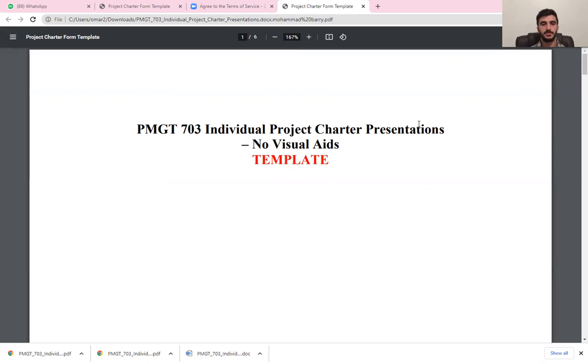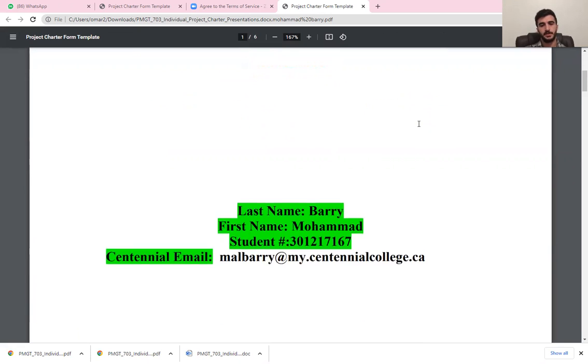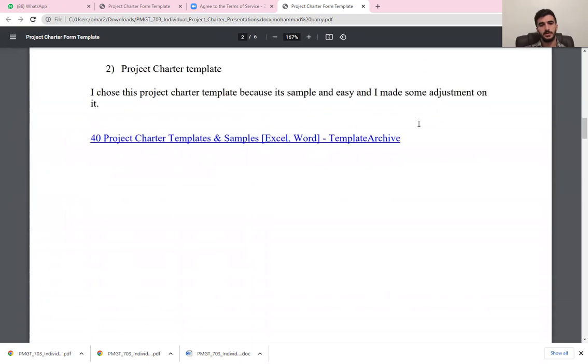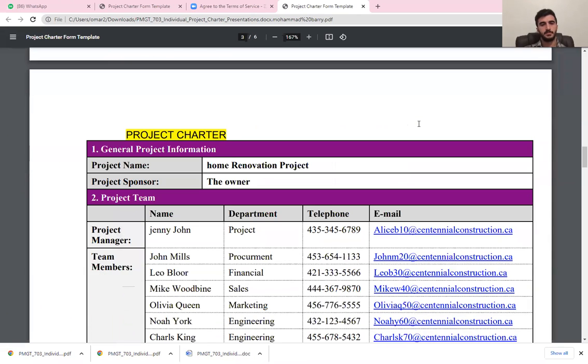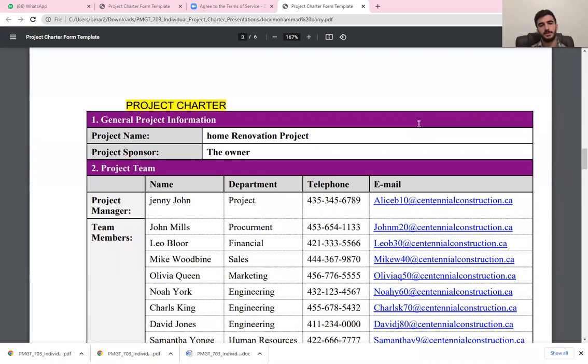I'm here today to introduce to you my project charter for the home renovation project. So first of all, when we see the project charter, what comes to our mind? The project charter is a document that admits the existence of the project and provides all the details for all the people that are involved in this project.